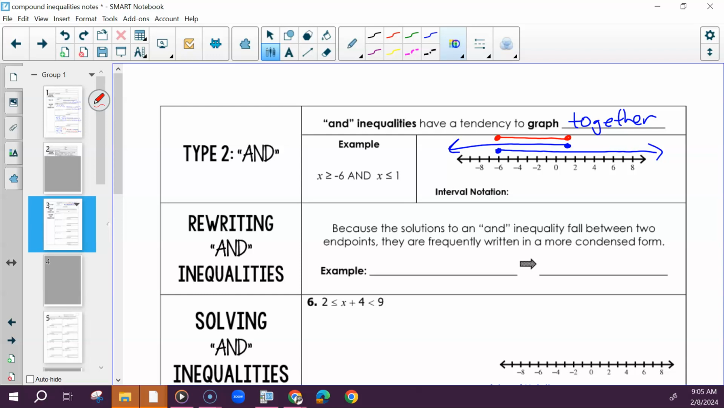Then when we write the interval notation, we don't look at everything. We just look at where they overlap, from this point to this point. So starting at -6, bracket, ending at 1, bracket. Questions on any of that before we keep going?